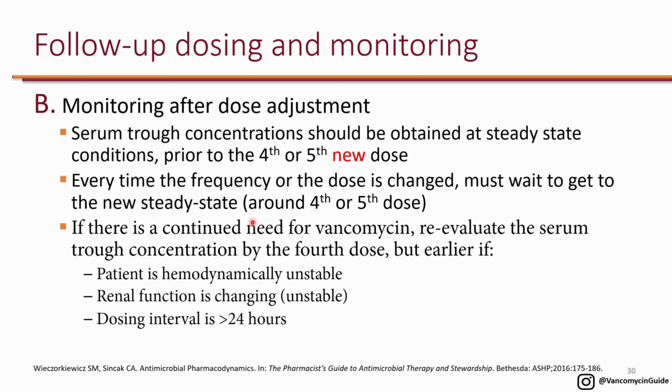Anytime you make a change to the dose, you gotta get a trough at the steady state. So anytime you change the dose, you gotta wait to get the level prior to the 4th or the 5th of the new dose. Because every time you change the dose, now the new regimen is not at steady state. So you got to give the new regimen time to get to a steady state.